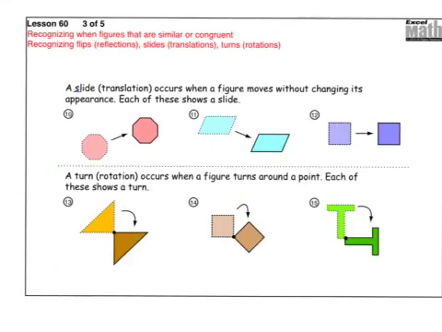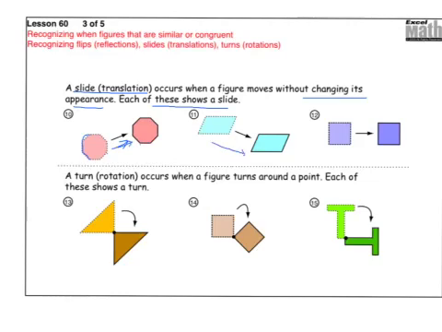A slide or a translation occurs when a figure moves without changing its appearance. Each of these shows a slide. Just think of a slide as a slide. So I take this regular octagon here and I just slide it right over to here. It didn't twist, it didn't turn, it didn't flip. It's just like taking it with your finger and just sliding it right over there.